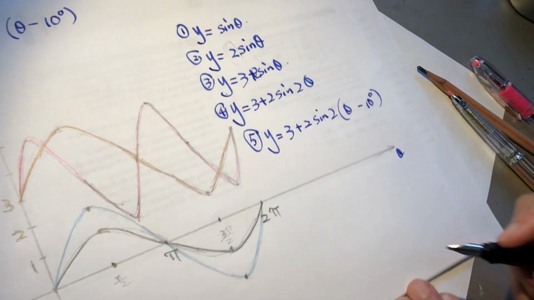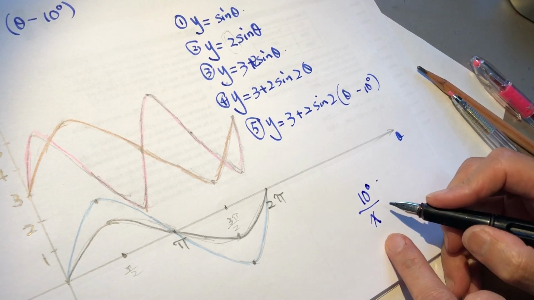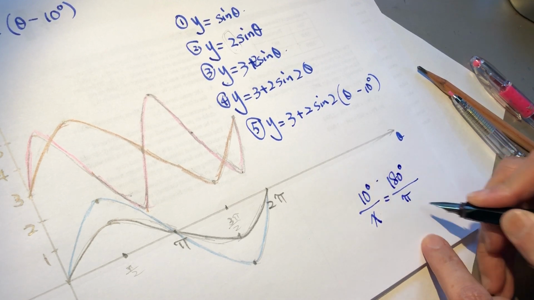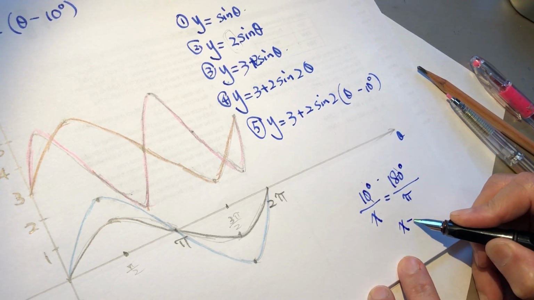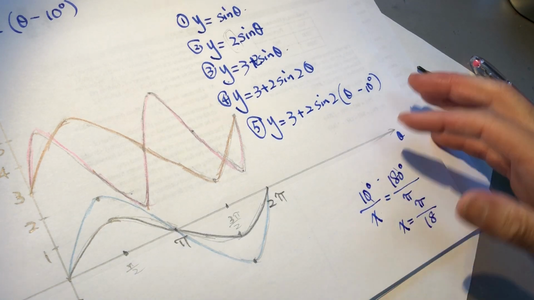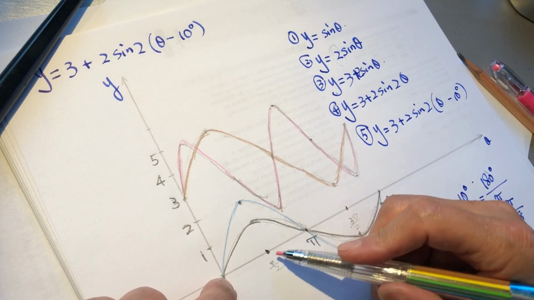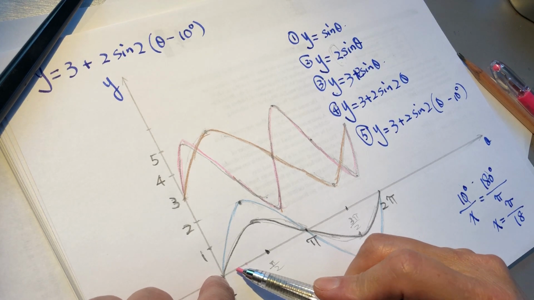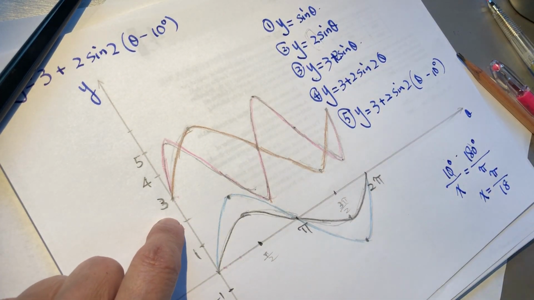10 degrees in proportion with how many radians? 180 degrees equals 1 pi, right? Degree, get out. So x equals pi over 18. Pi over 18 is just a very, very small value. This is half pi, this is fourth pi, eighth pi, around here, around here.